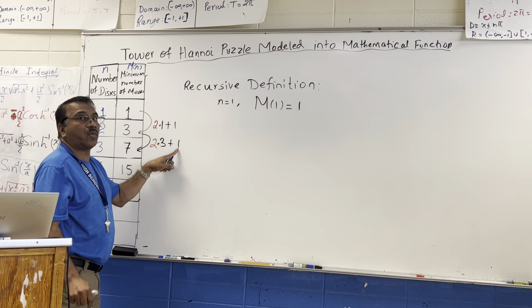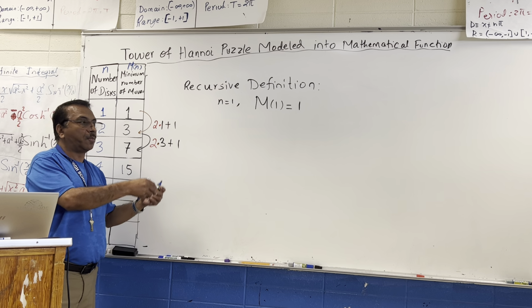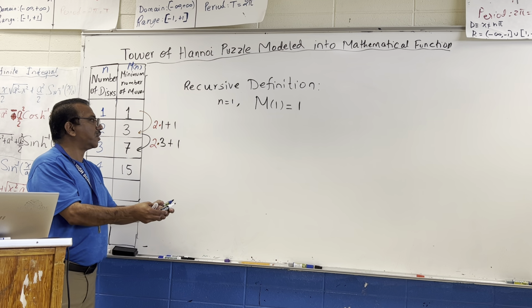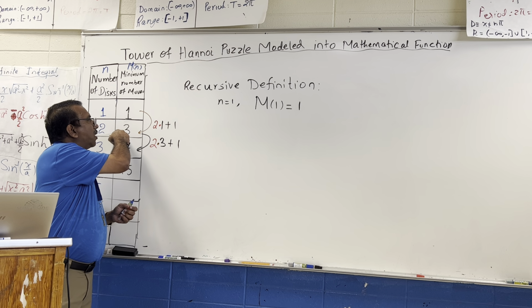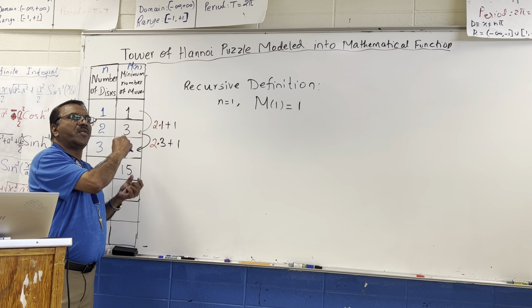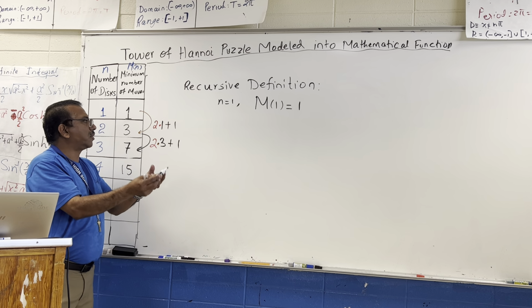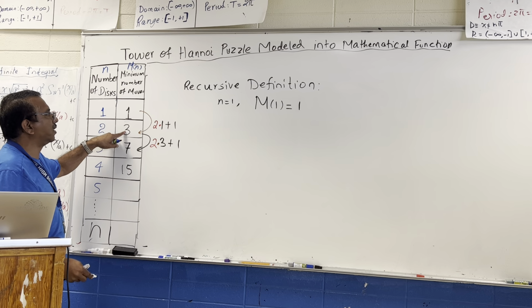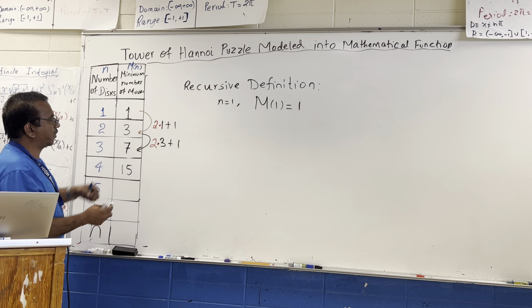That plus 1 is when you're moving the bottom disk, that's one additional move. And this means that when you move the top disks, the minimum number of steps is 3, let's say, so you do it twice, that's why it is twice.